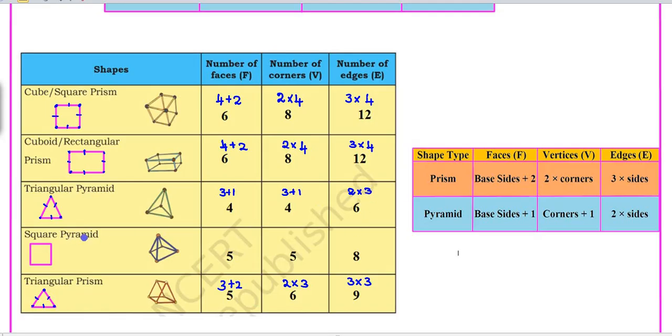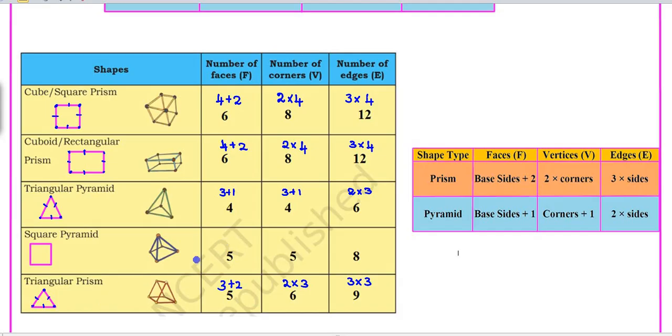Now we can just come to the square pyramid. The base is in the form of a square. Every three-dimensional shape is named based on the base. Base is in the form of square, square prism. Base is rectangle, rectangular prism. If it's in the form of triangle, triangular pyramid. Here base is in the form of square, square pyramid. Here base is triangle, so this is triangular prism.